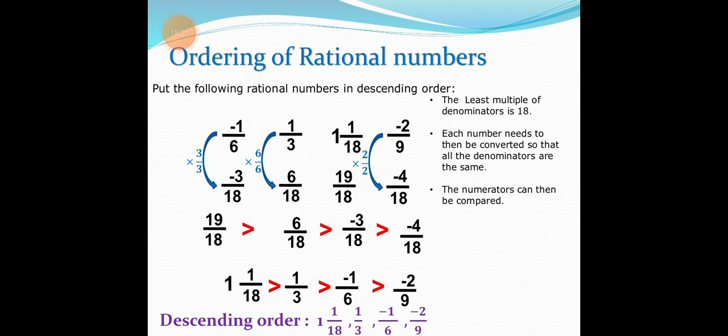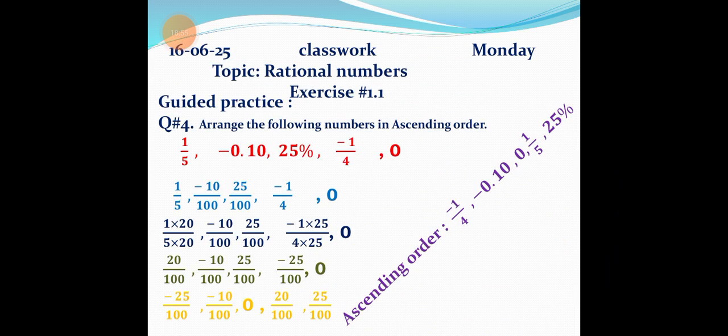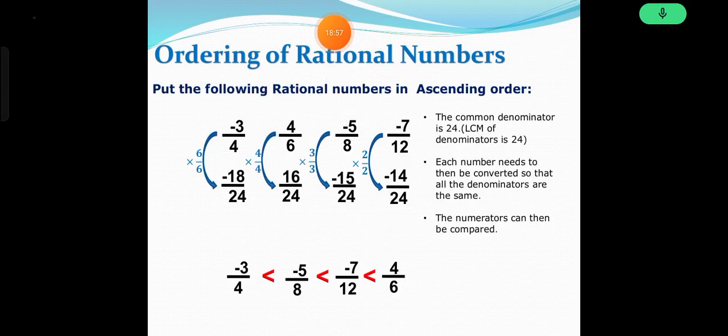Ordering of rational numbers. Now put the following rational numbers in descending order. The least common multiple of the denominators is 16, as you know. So each number needs to be converted so that all denominators are the same, and then the numerators can be compared. So I'm going to multiply this one by 3, this one by 6, and this one is already in the form, so we multiply it by 2. After converting them, we get these fractions, and then we see which is greater and which is smaller. It's very important to choose the greater than sign and convert them back to the original form, because you will lose marks if you don't.